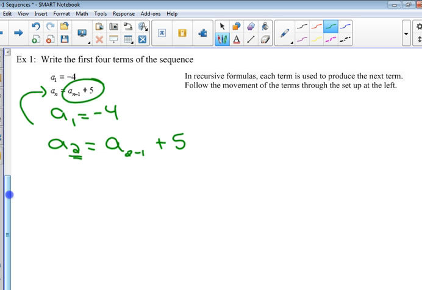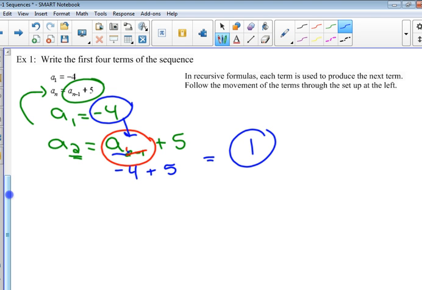The idea behind recursive is this specific part. What we can do with this a sub 2 minus 1, well, what's really 2 minus 1? Just 1. This is like saying a sub 1 plus 5. So to get the second term, I need to use the previous one. What is your a sub 1? Good, negative 4. So we're going to take that negative 4 and replace it with a sub 1, because that's what a sub 1 really is. So it's really going to look like this: negative 4 plus 5, which is 1. So 1 is going to be the second term.